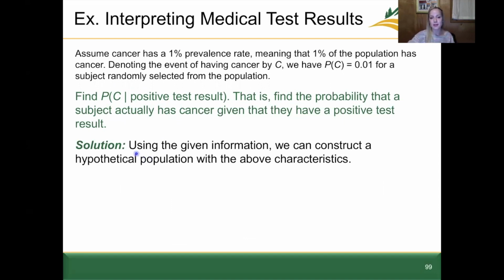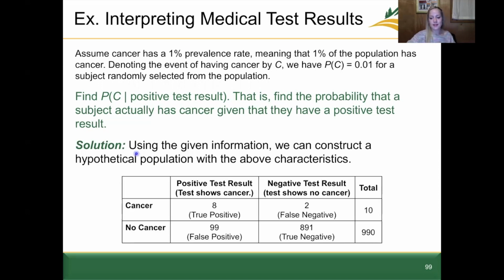For our solution, we're going to do something we did for the illegal substances example. We're going to make a table from the information we know. To make this table, we're going to have a positive test result. The test shows cancer is present. A negative test result, the test does not show cancer is present. Then in this row, the individual does actually have cancer. Here in this row, the individual does not actually have cancer. When developing this table, one assumption we needed to include was that we have 1,000 subjects total. That makes converting these percentages and these probabilities an easier number to work with.